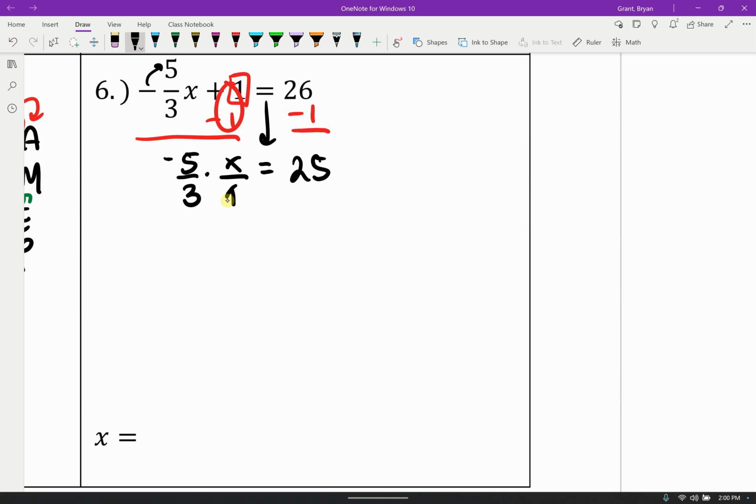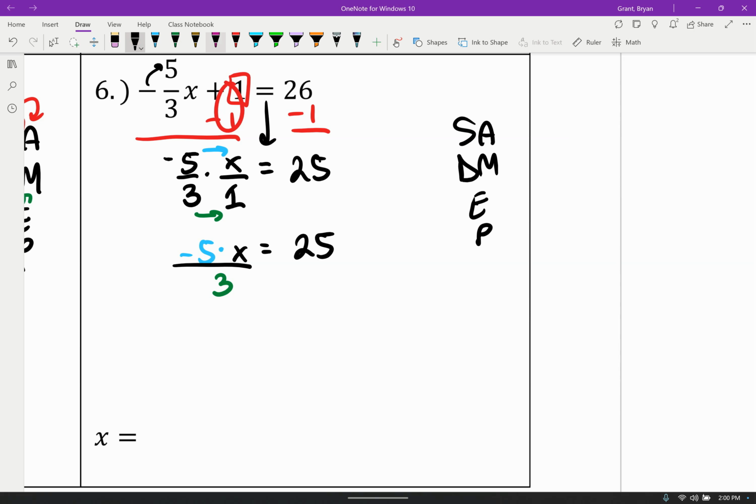Let's put x over 1. We multiply fractions straight across. Try to color coordinate this because it's a little bit trickier than last time, but not terrible. This gives us negative 5 times x divided by 3 times 1, which is 3. And now if we think through SADMAP, we already undid the addition way at the beginning, right? Now there are actually two numbers that are attached to x. We have a 3 that's attached by division, and we have a negative 5 that's attached by multiplication.